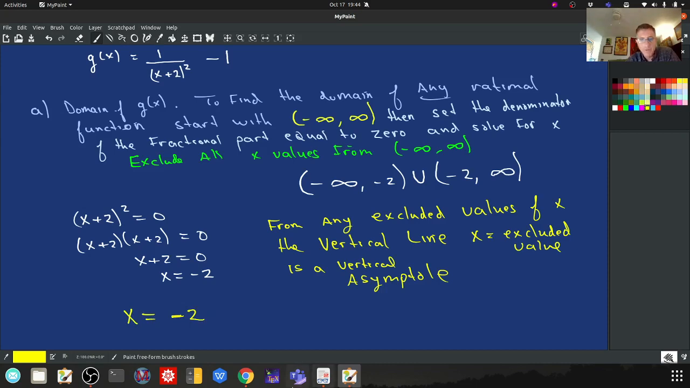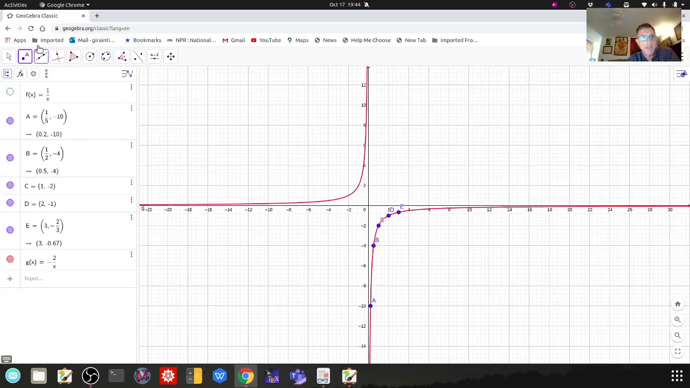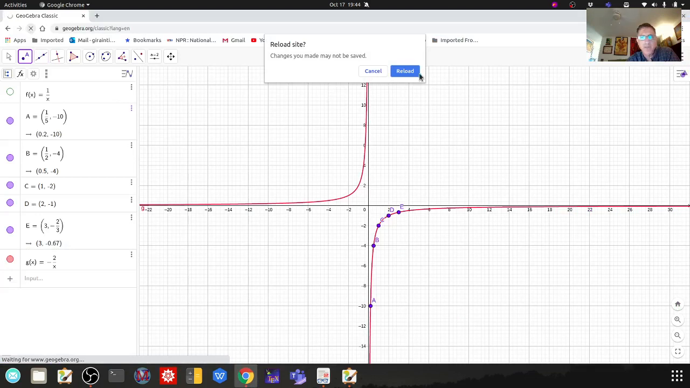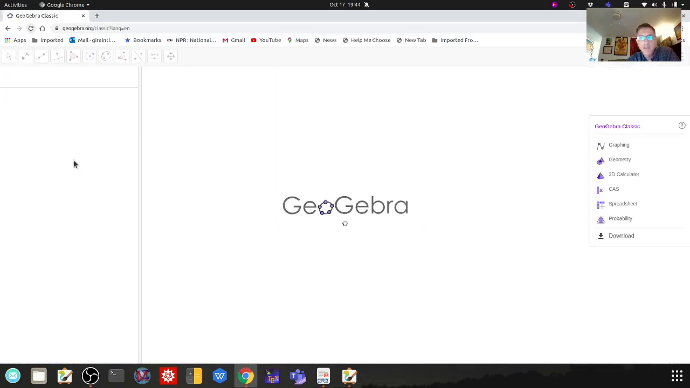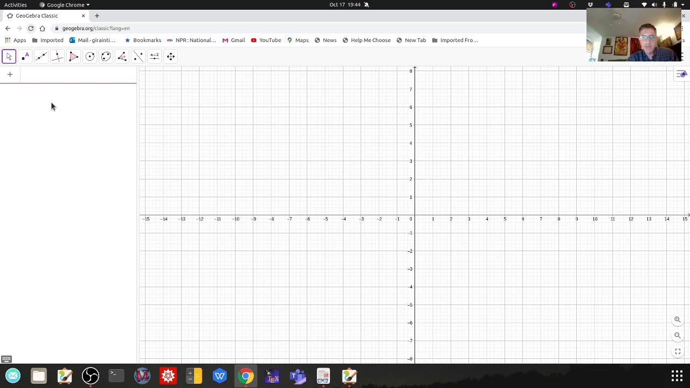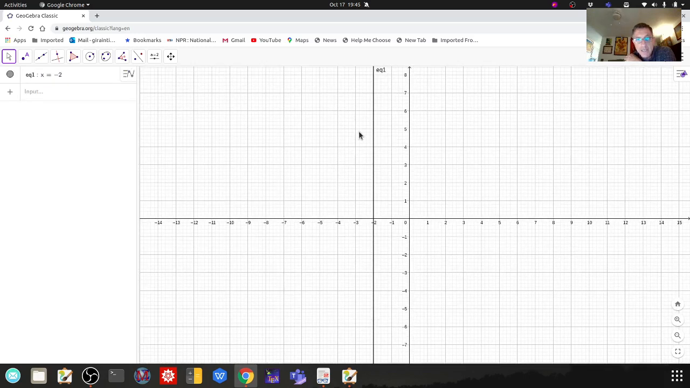So let's go over to GeoGebra for just a second. Let's reload it. And I'm going to do the line x is equal to minus 2. So right there we go. So I know when I graph the function 1 over x plus 2 squared minus 1, that it's going to go to infinity as it approaches the line that I just graphed.